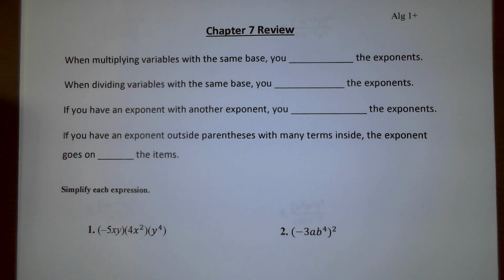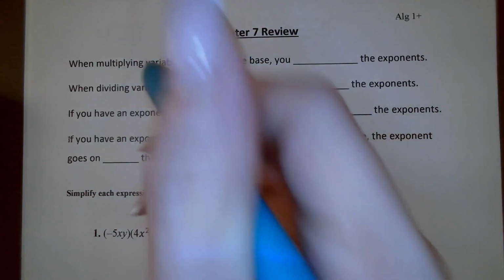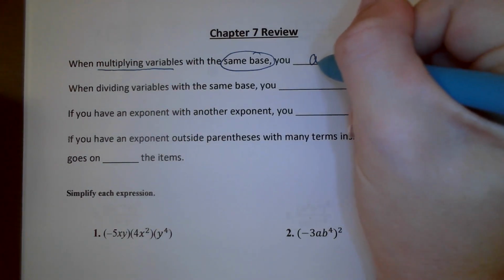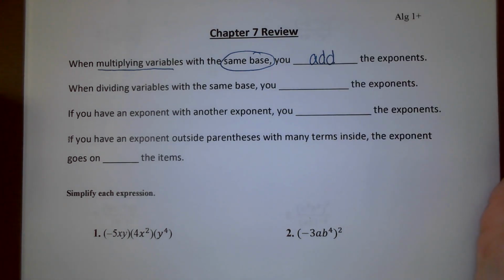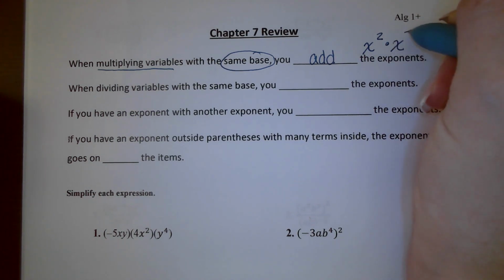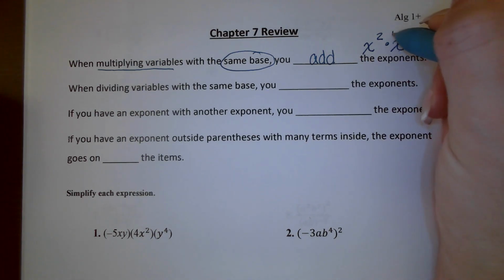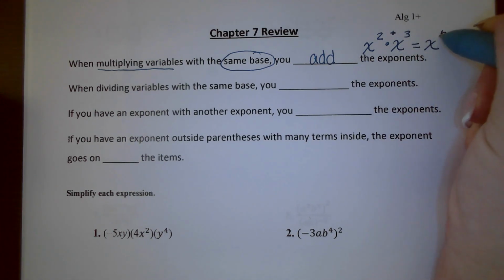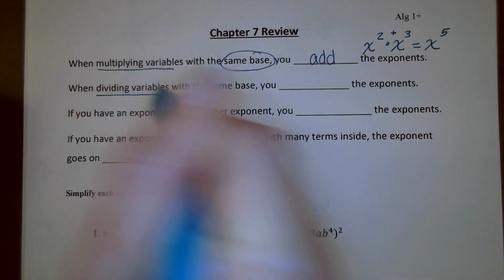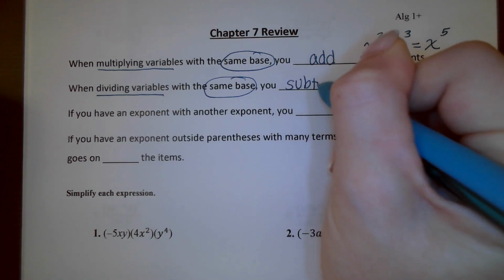So we have learned when working with our exponents, there's going to be a couple rules we have to use. First, when we are multiplying variables that have the same base, we add the exponents. For example, x squared times x to the third power. When they both have the same base, we're going to add the exponents, so we would get x to the fifth when we simplify. Next, if we're dividing variables with the same base, we are going to subtract exponents.